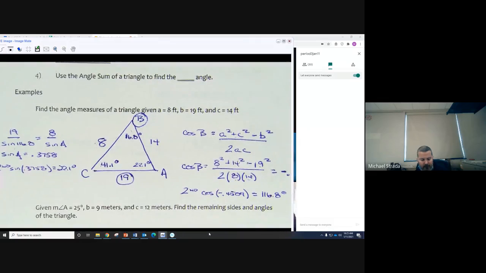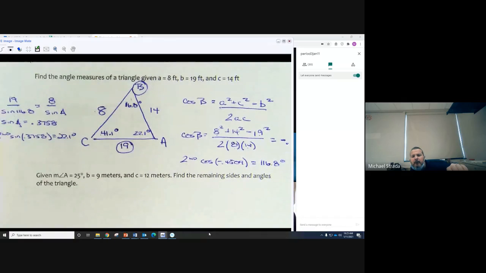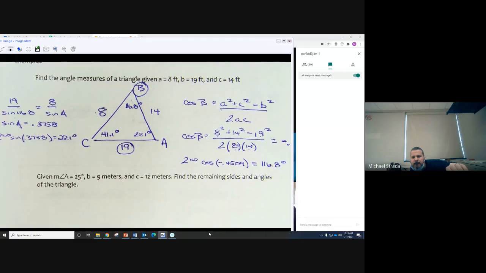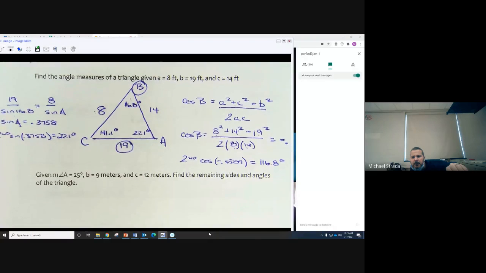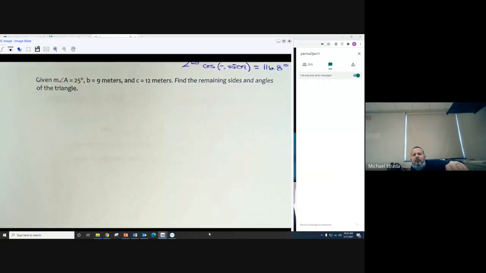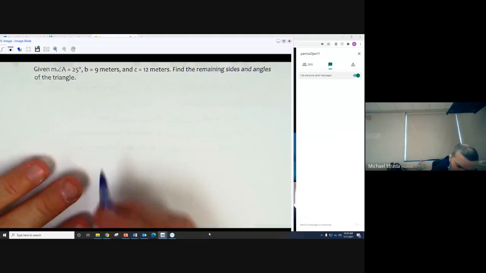All right. So that's the situation when they give you all three sides. Everybody good thus far? All right. So now we move on to the second example. It says, given the measure of angle A is 25 degrees, B is 9 meters, and C is 12 meters. Find the remaining sides and angles of the triangle.